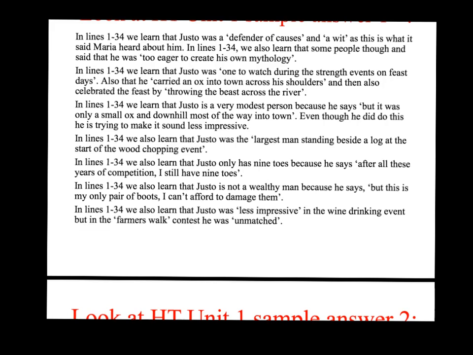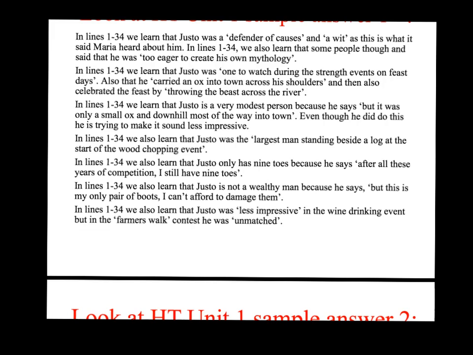Remember that I've already said that this particular question should not be just simply listing and reeling off the facts and information, because you do also need to show an engagement with the text and also an understanding of the character. So let's look at this exemplar that we have here. In lines 1 to 34, we learn that Justo was a defender of causes and a wit, as this is what is said Maria heard about him. This is written, by the way, just exactly as it is with the candidate. In lines 1 to 34, we also learn that some people said that he was too eager to create his own mythology.